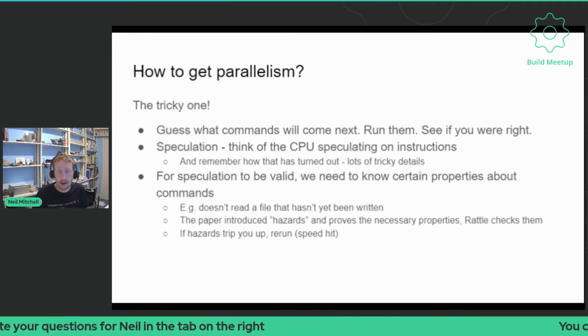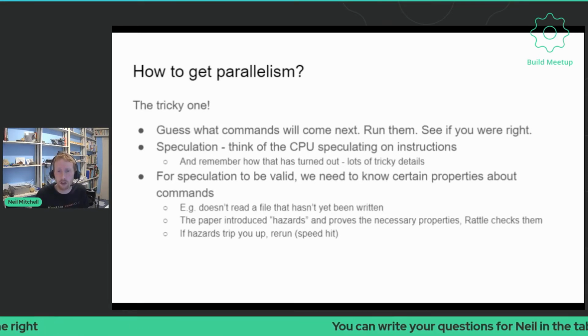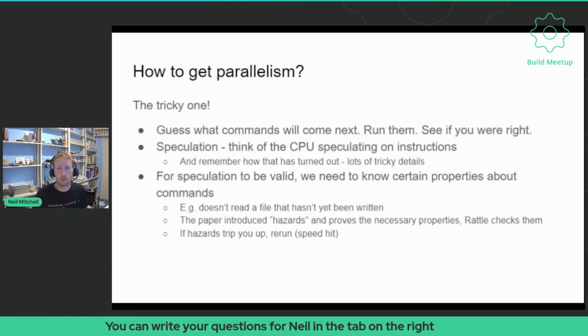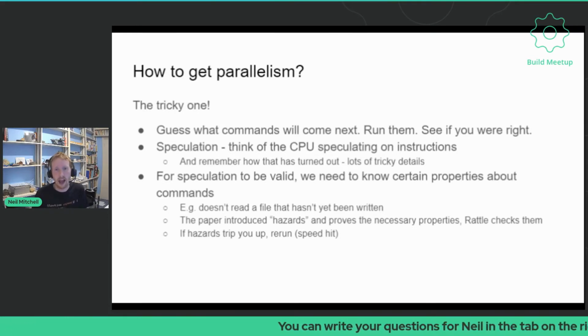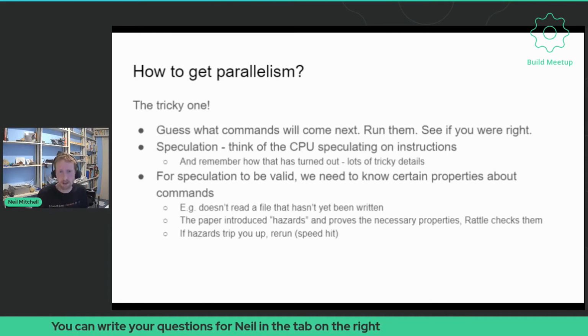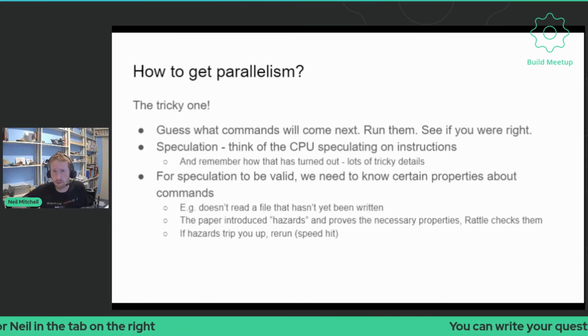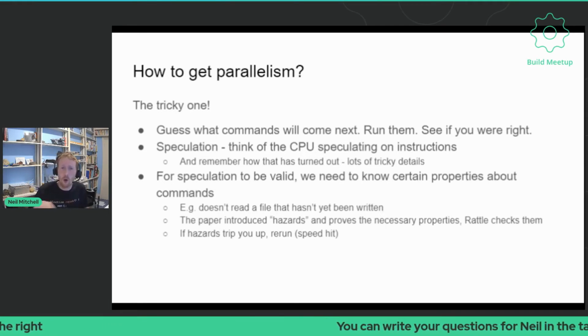And in the paper, we go over what properties the build system needs to ensure that's correct. And we define a whole concept of hazards, which say when two commands conflict. And then we prove a bunch of necessary properties so that you can know that a build was correct with respect to hazards. And if hazards do trip you up, you have to rerun a command. And that will give you a speed hit. So you did some work, the speculation was invalid, so you have to wind back and now do some more work, so it'll go slower.